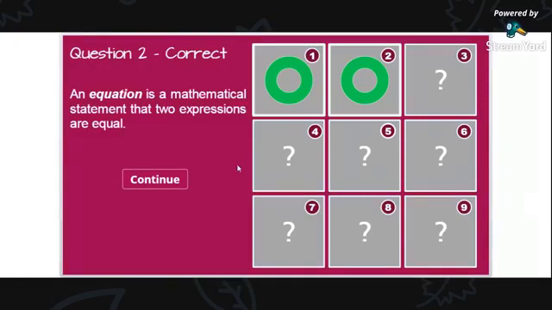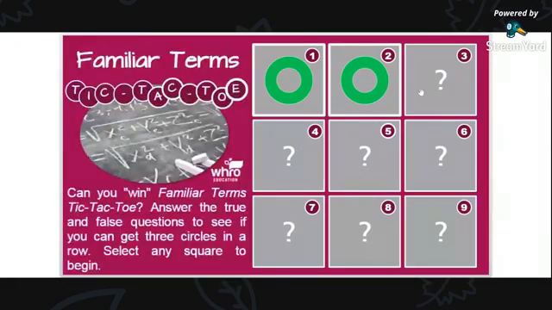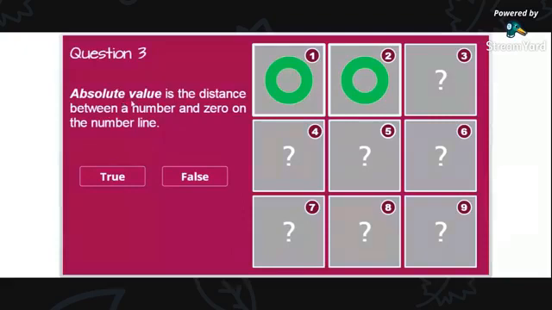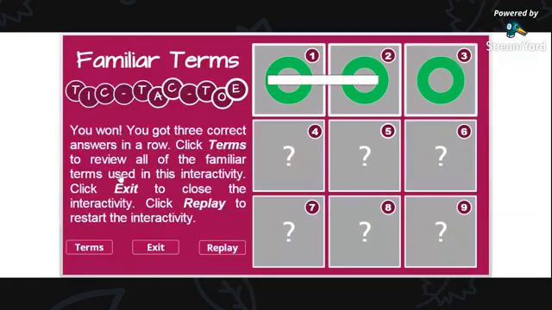I'm going to go right here. All right. Continue. Absolute value is the distance between a number and 0 on the. Yeah, we've talked about this, right? We've talked about that. So hey, I won. Yeah. And this is exactly how we're going to use this activity.